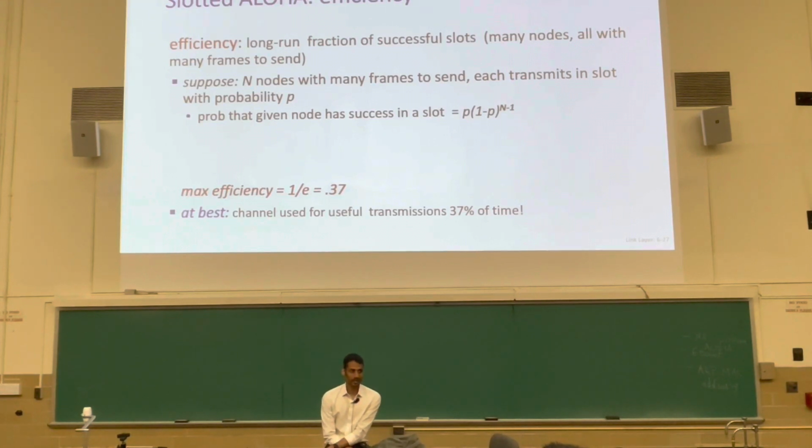So this is like saying, what is the probability node 7, and assume node 7 is one of the n nodes that's wanting to transmit, what is the probability that node 7 is successful in a slot? Not any node, a particular node, a given node. Well, it is the probability that that node transmits in that slot. That event's probability is P.